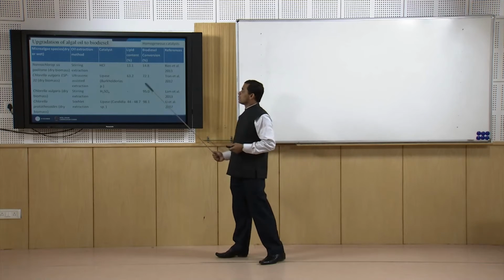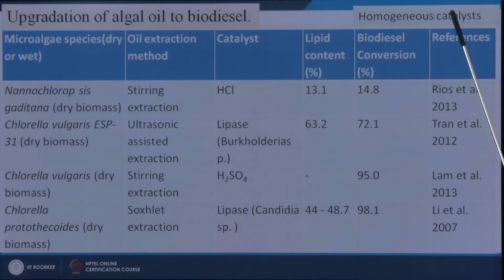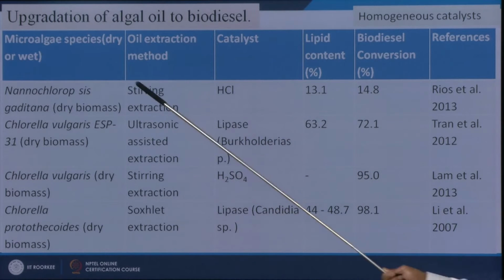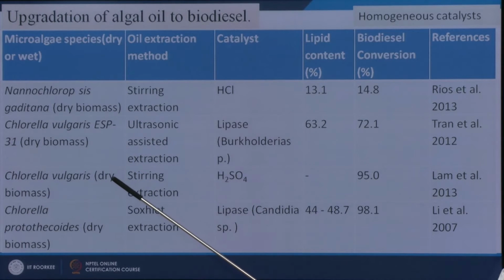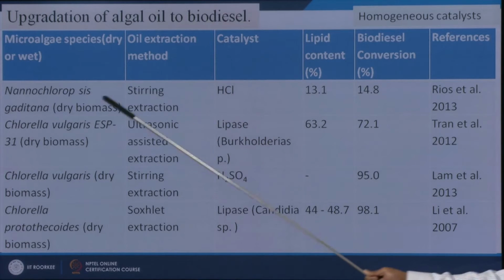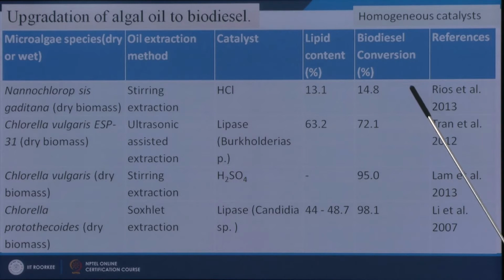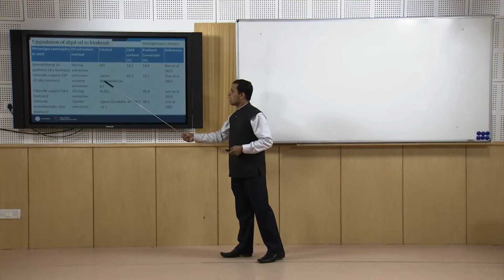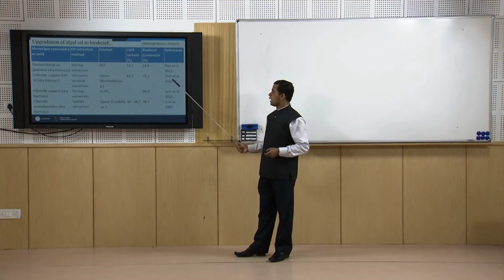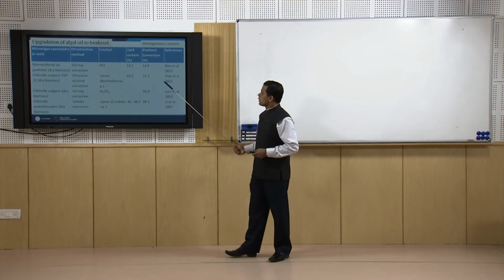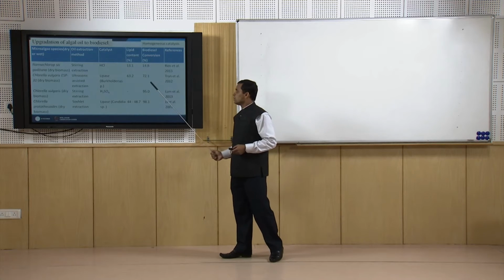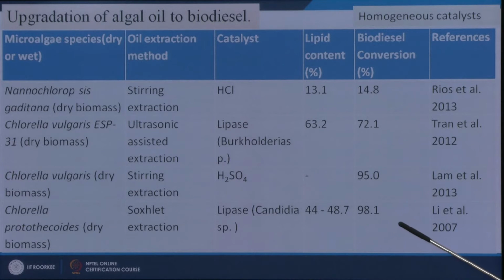Now you see here some homogeneous catalysts have been used for the production of biodiesel from the bio oil produced from the microalgae. Different types of microalgal strains have been used as mentioned here. Different types of catalyst have been used, different lipid content of the algal biomass was reported, and different biodiesel conversion was achieved. So from this table we see all this information was published in recent years, that is 2012, 13, 2007, etc. So here we see the biodiesel conversion is possible up to 98%, as reported by Lee et al., but in other cases it is 14.8%.